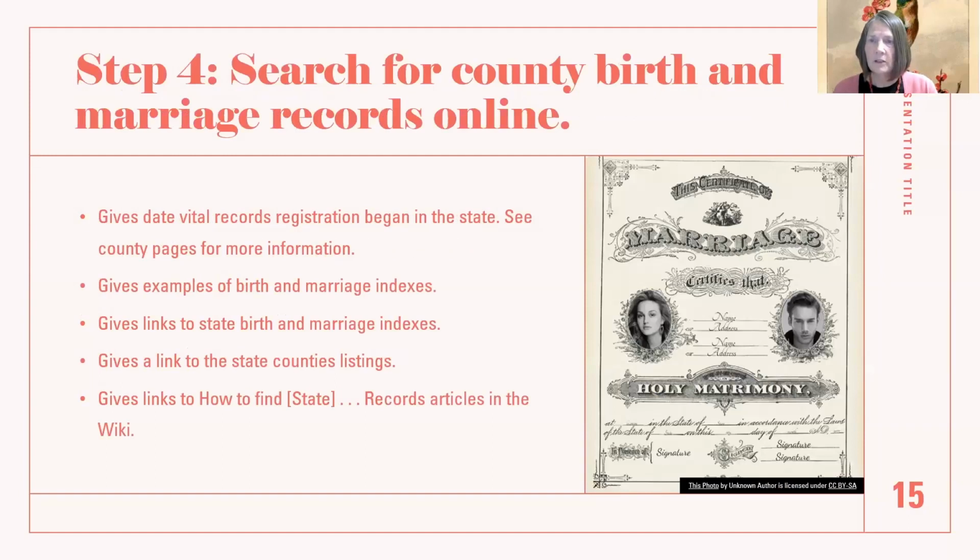Step 4 then is you search for county birth and marriage records after you search death. Now you say, why do you search for the death records first? Well, why do you think? Think about it for a second and you might figure it out. It's because you look for things that are close to you first, okay? So closest in date to you is going to be the death records. And so that usually means that they're going to be easier to find than the birth records.